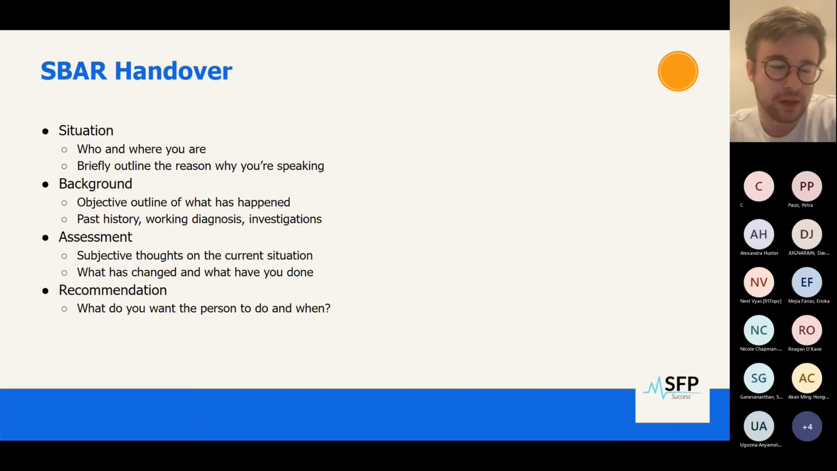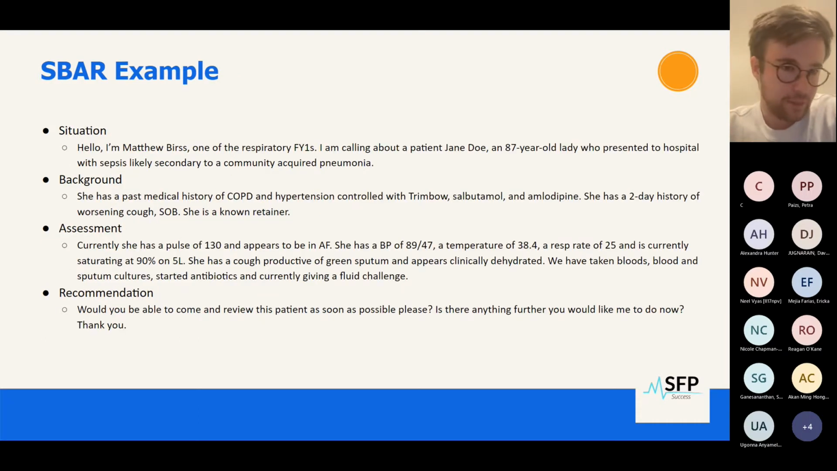If we move on to the next slide, I've quickly made an example. For the situation, you'd introduce yourself: Hi, I'm Matthew Burst, one of the respiratory FY1s. I'm calling about patient X, an 87-year-old lady who presented to hospital with sepsis, likely secondary to a community-acquired pneumonia. For the background, she has a history of COPD and hypertension, controlled on Trimbow, salbutamol and amlodipine, and a 2-day history of worsening cough and shortness of breath.